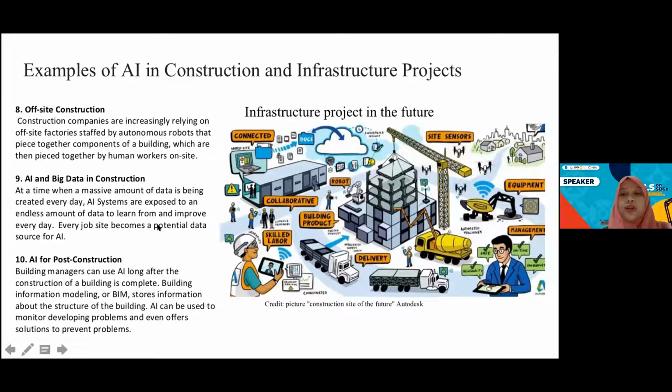And because the project involves robots, it can also produce reports. Number 9 is big data, which comes from reports and data from sensors, because every piece of equipment has been embedded with sensors. At a time when a massive amount of data is being created every day in real time, when they make products and processes, they always sense the data. The AI system is exposed to an endless amount of data to learn from and improve every day. Every job site becomes a potential data source for AI.